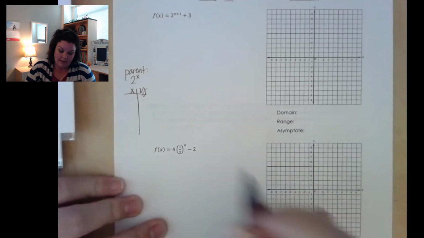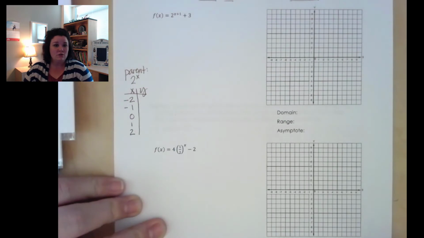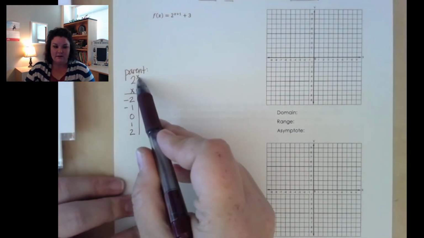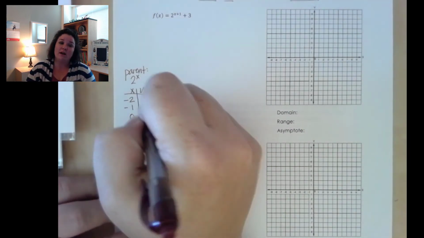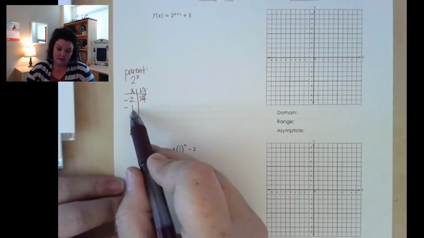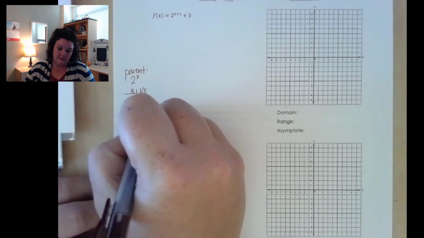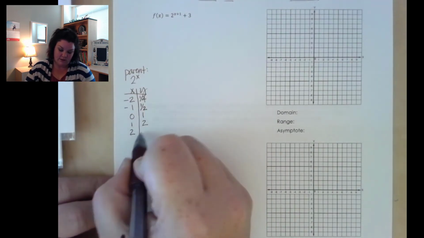I'm just going to pick -2, -1, 0, 1, and 2. You can always do more. On the examples we did on the last page, we did -3 and 3. You can always add additional ones, but for the purpose of this one, I'm just going to do 5. So when we plug in these, 2 to the -2 is going to flip it and square it. Flip it gives me 1/2, square it gives me 1/4. 2 to the -1 is going to flip it, which gives me 1/2. 2 to the 0 is 1. 2 to the first power is 2. And 2 squared is 4.